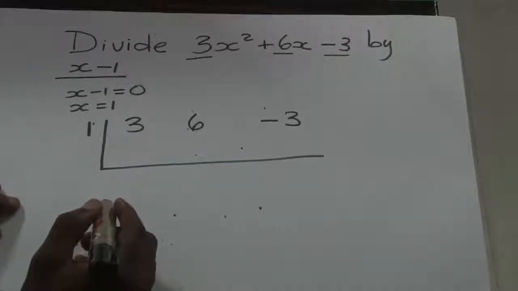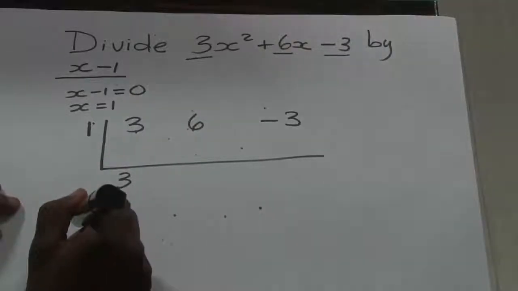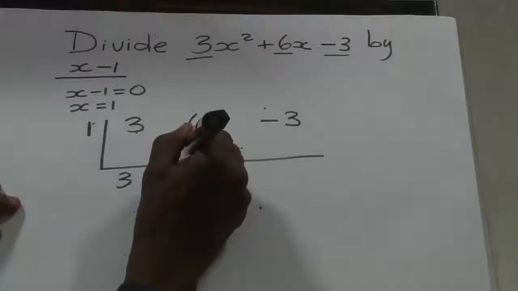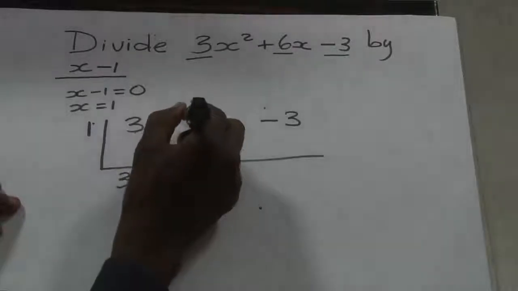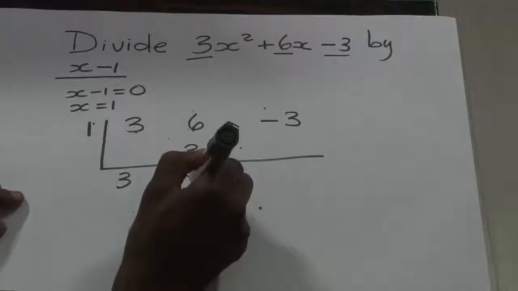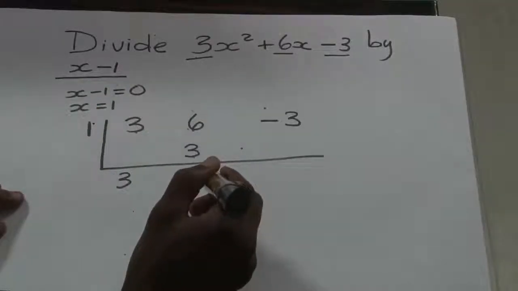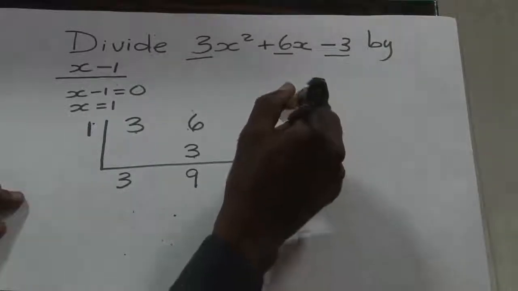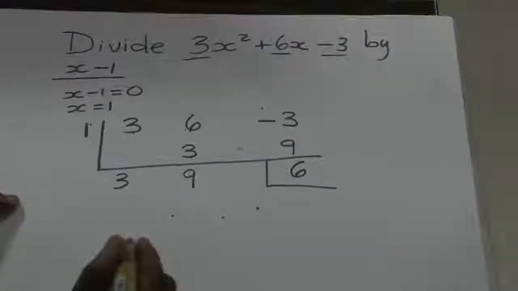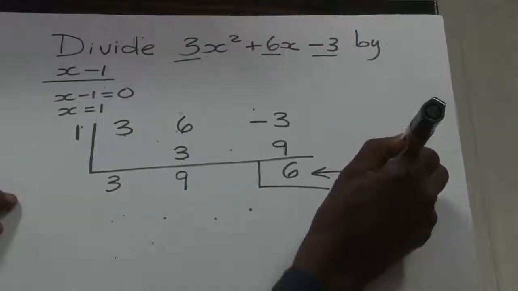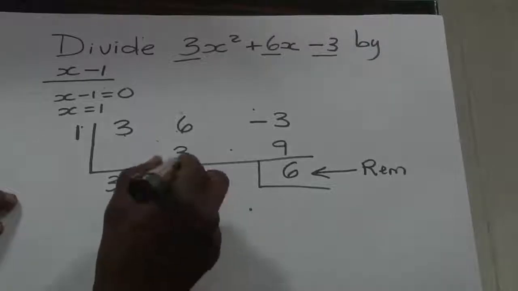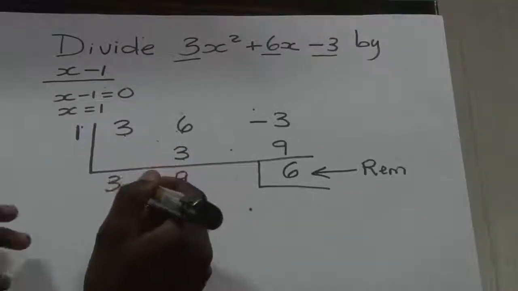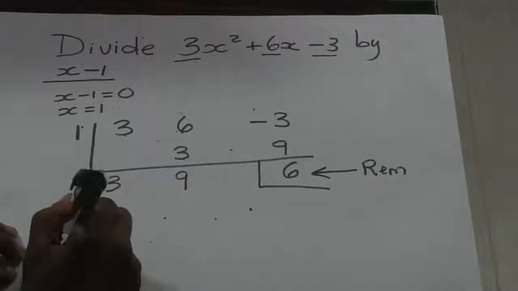And then from there, you first drop the 3, and then you multiply it with the 0 factor so that you get a 3. You put it under the second number, and then add the two numbers, and you get a 9. Again, multiply the 9 with the 0 factor, you get a 9, and in the end you add so that you get 6 as your remainder. So this is called a remainder. And what you got here is called a quotient.